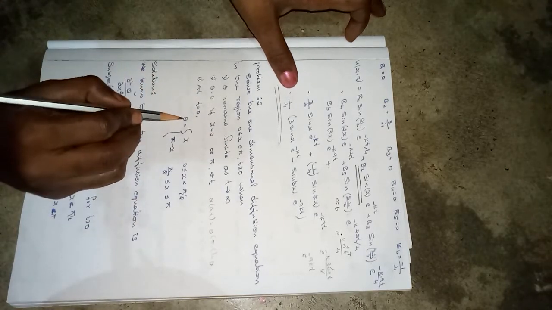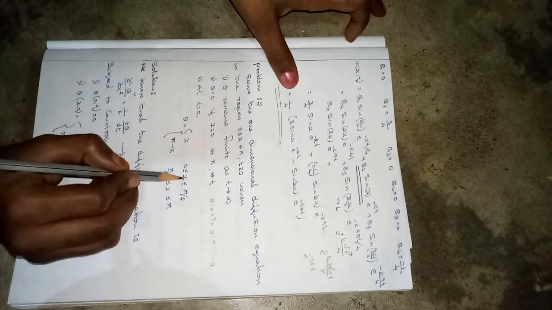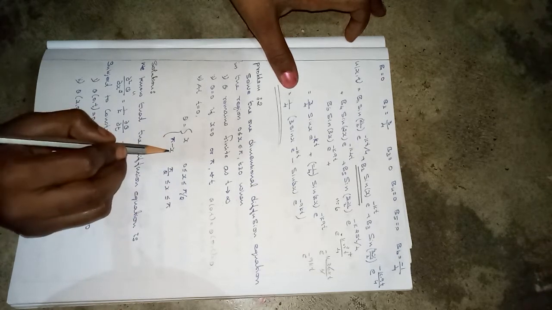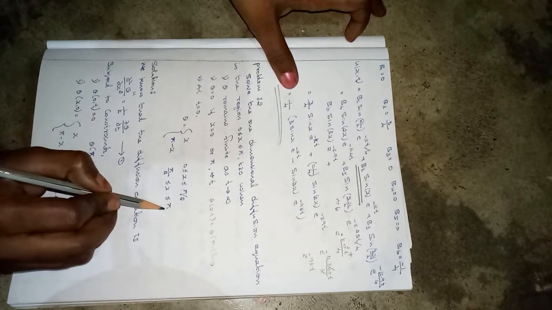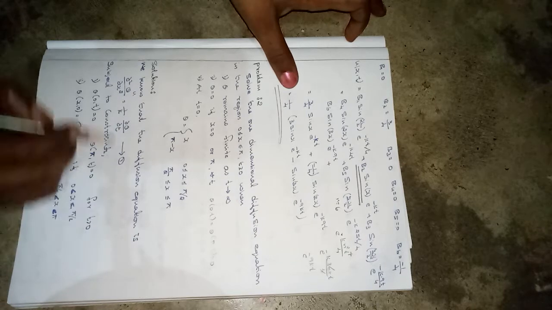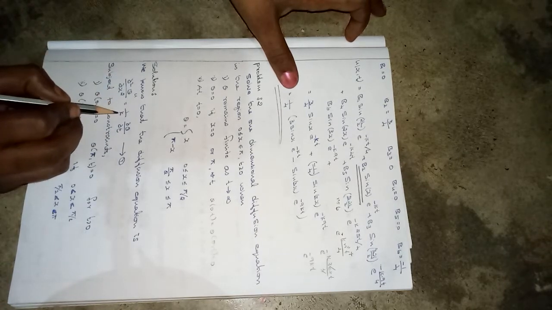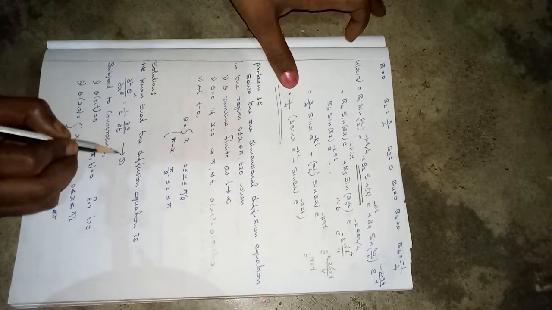At t = 0, θ is given as a function: x when x lies between 0 and π/2, and π − x when x lies between π/2 and π. We know the diffusion equation: ∂²θ/∂x² = (1/k) ∂θ/∂t. Let it be equation number 1.